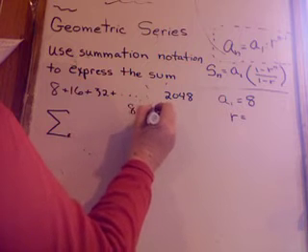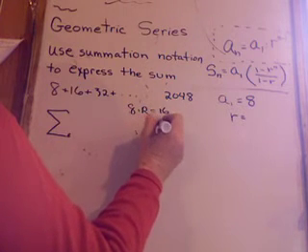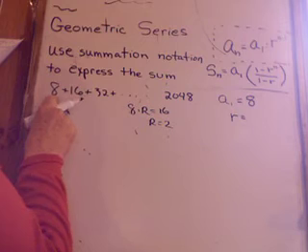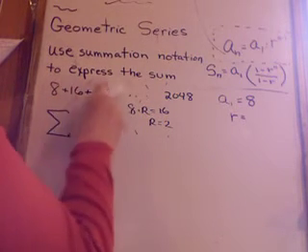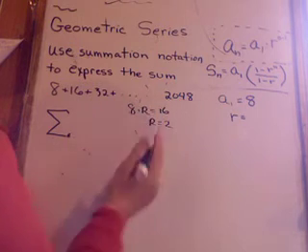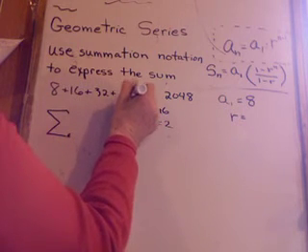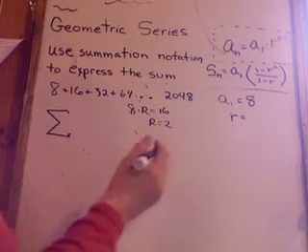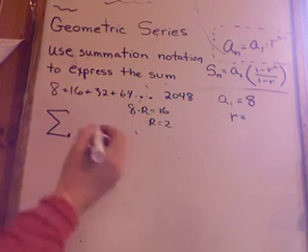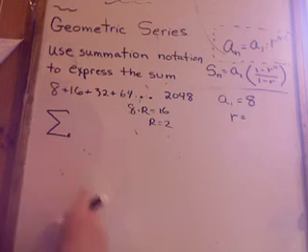8 times r equals 16. R equals 2. Let's test it. 8 times 2, 16. 16 times 2, 32. So it seems like times 2 would work all the way along. The next term would be 64, and so on. Now, rather than just keep multiplying by 2, I'm going to develop a formula. And that formula is going to go here.